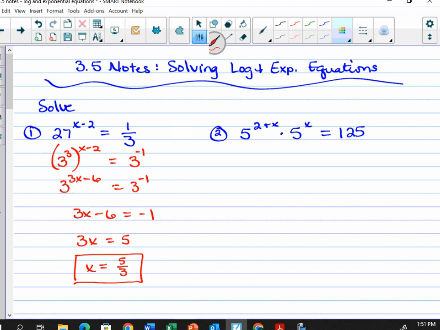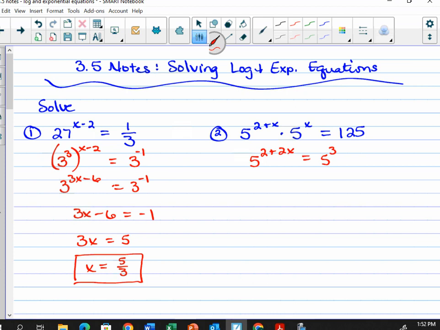All right, let's look. The first step is key. When you are multiplying and you have the same base, what do you do with the exponents? Add them. So this is really 5 to the 2 plus 2x. And 125 is 5 cubed.